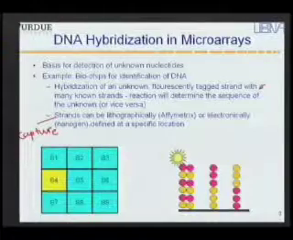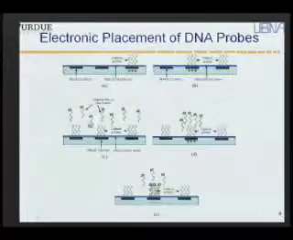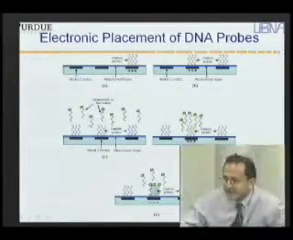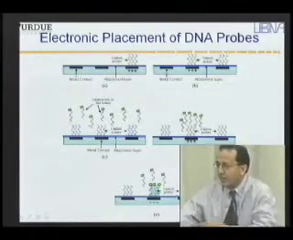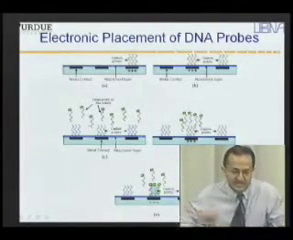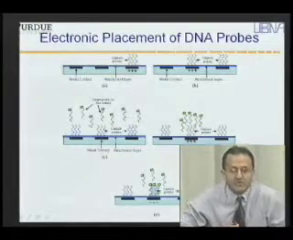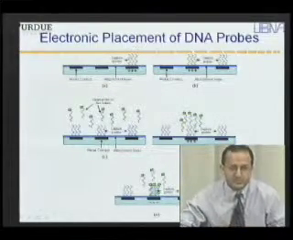Well, one approach is electronic placement of DNA. So we know that DNA has a negative charge on the backbone, so why don't we use that principle and use electrophoresis to actually make an array? And the basic scheme is shown here.